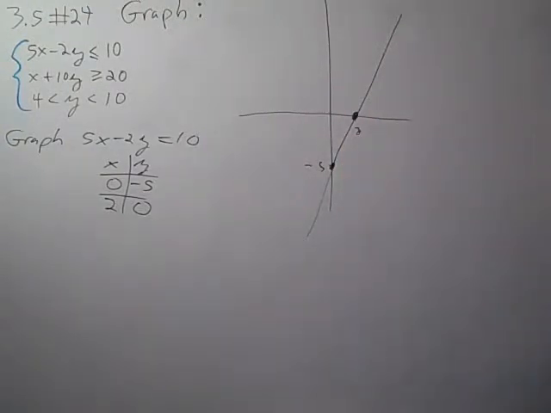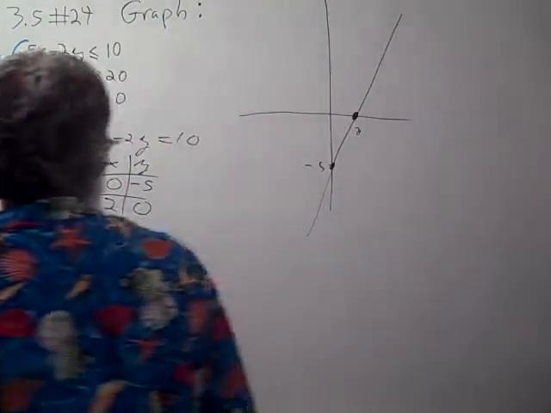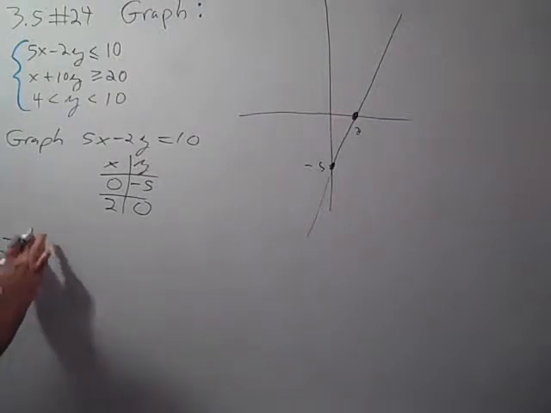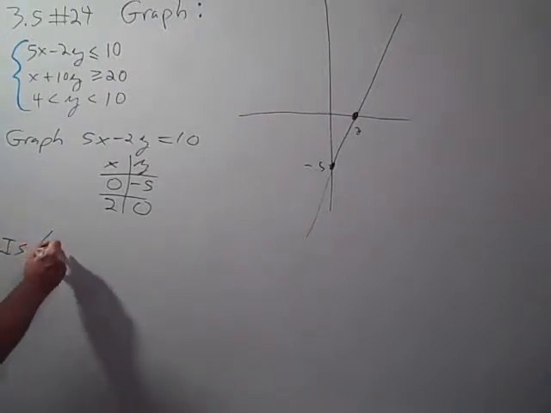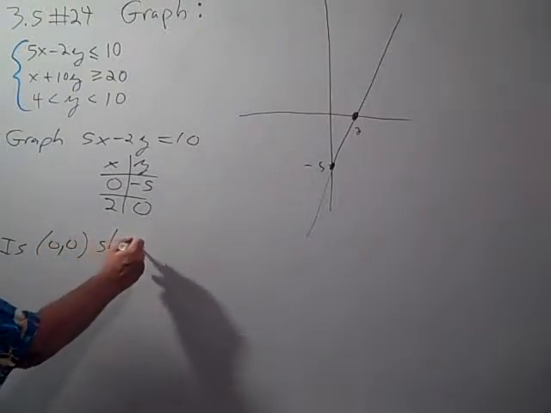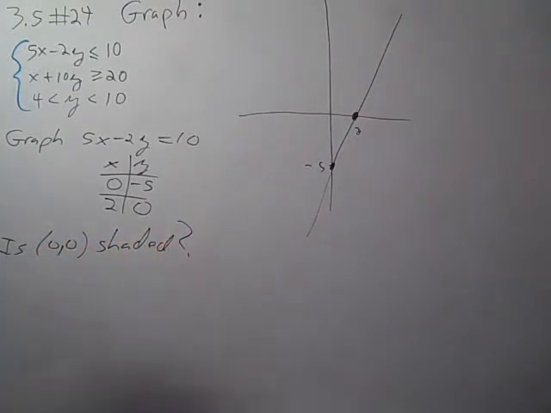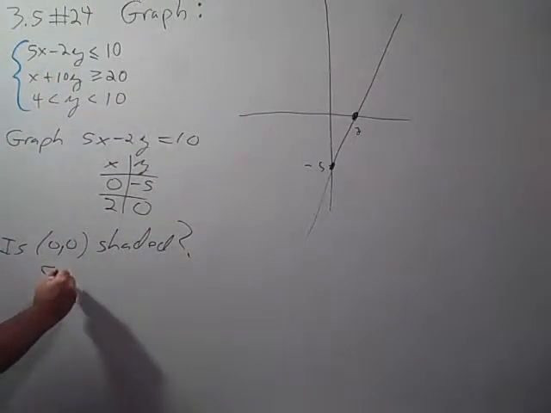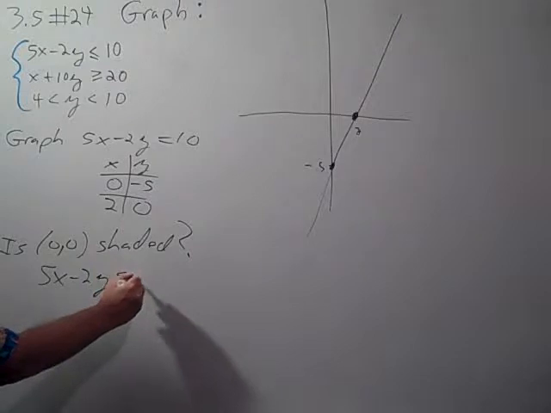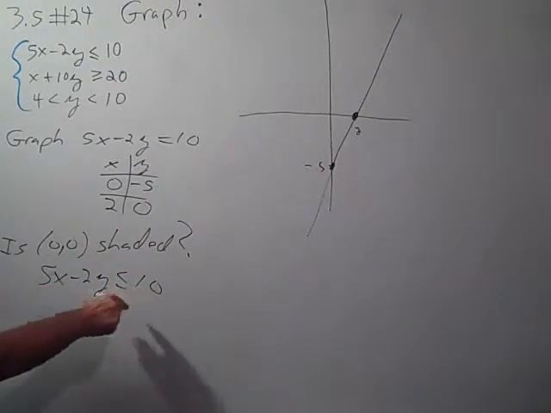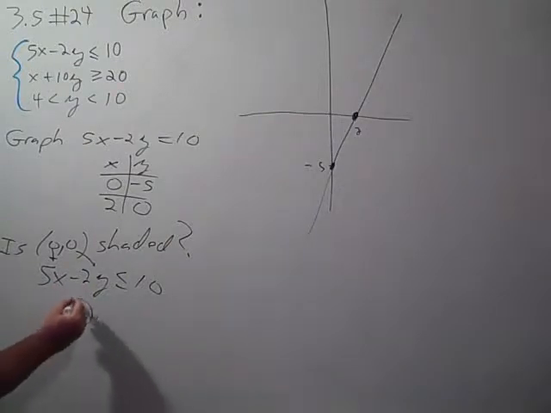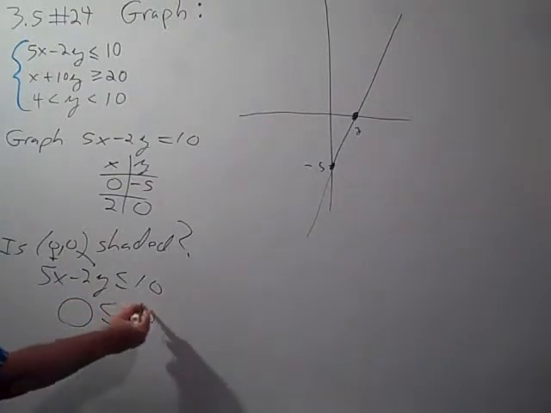We have to decide which side of that line to shade. And so the second thing we have to do is see if the origin is shaded. So we ask, is the origin shaded? We answer that by plugging 0, 0, x equals 0, and y equals 0 into the original inequality. So if we substitute x equals 0 and y equals 0, the entire left side becomes 0, which is definitely less than 10.